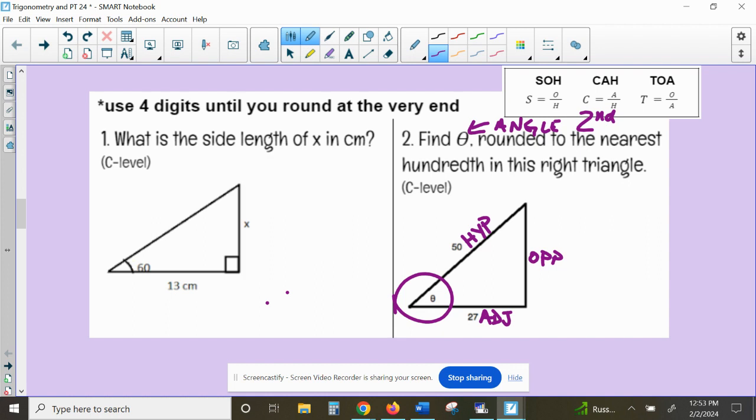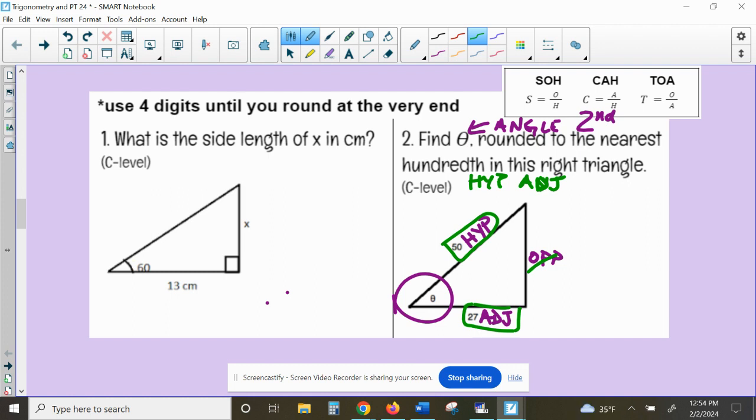How many do we need? We only need 2 parts, right? So we need to find who has good information. So who do we like? Opposite's gotta go, she says. Do you guys agree? Opposite has nothing to offer. So we're going to be using the hypotenuse and the adjacent. Writing ADJ. So we're using hypotenuse and adjacent.